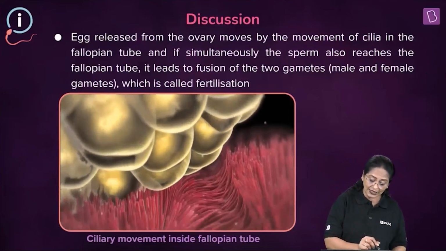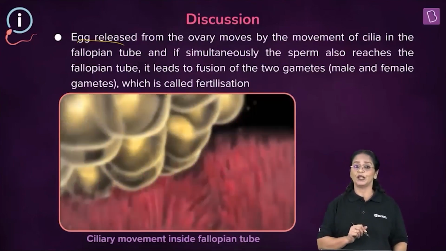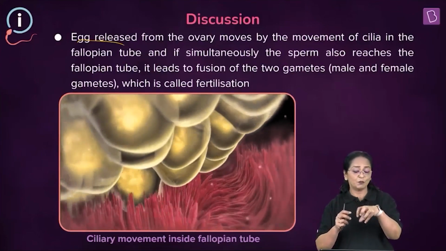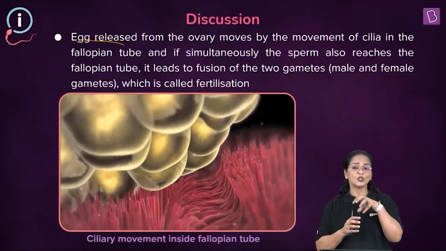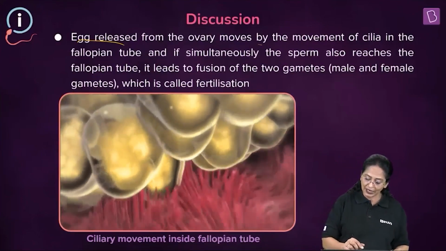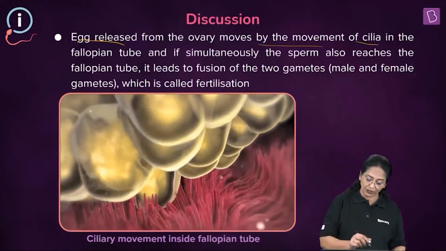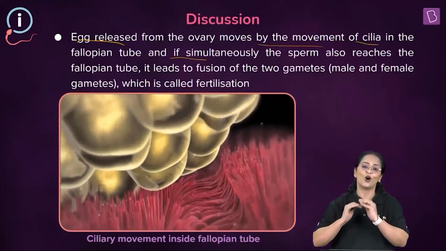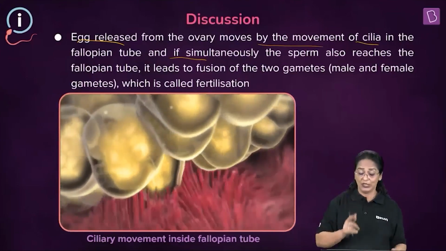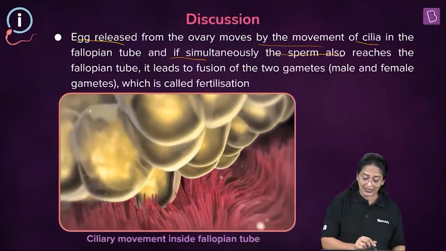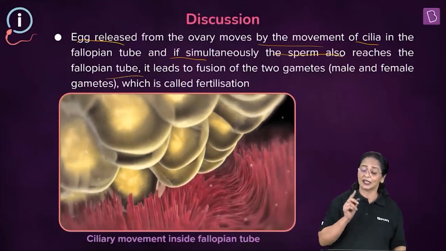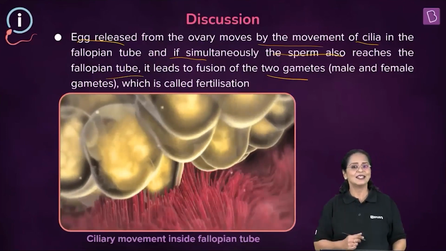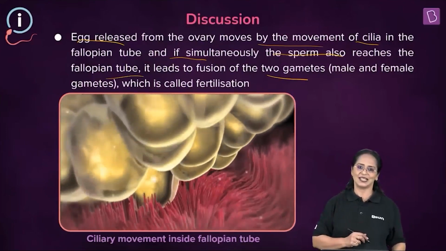So what happens is that the egg that is released from the ovary is pushed, right? It is captured by the fallopian tube, the fimbriae, finger-like processes of the fallopian tube. And with the help of the movement of cilia in the fallopian tube, it is pushed towards a particular region, the ampulla region of the fallopian tube. Now, if the sperm also reaches this region at the same time, it leads to the fusion of the two gametes, and this, as we all know, is fertilization.